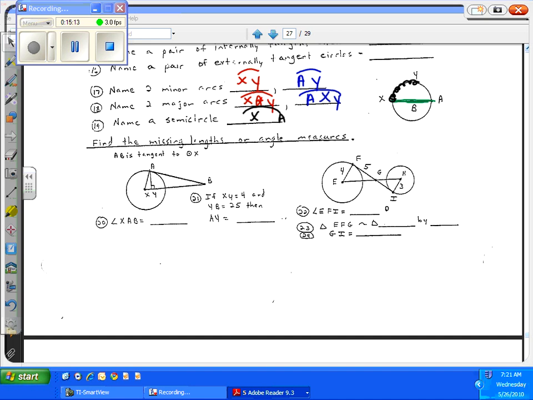We can go the top way, and we would have XYA, and we could go the bottom way. So there's two semicircles. You can't just call a semicircle XA because there are two semicircles from X to A. So we have to use three letters. If we go the top way, we would have XYA. If we go the bottom way, there's not another letter in there, so we cannot name the bottom semicircle because we would have to have three letters to name it. Okay?